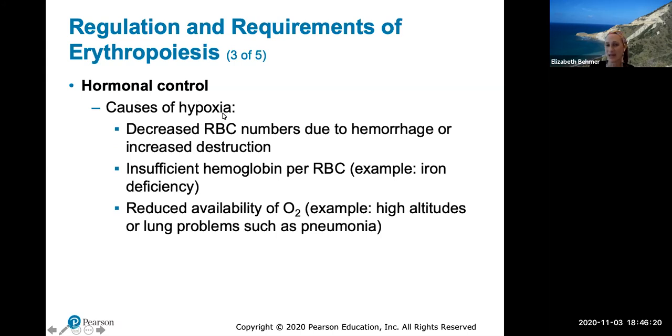Causes of hypoxia will be decreased red blood cell numbers due to a hemorrhage, so bleeding either internally or externally, increased destruction of those red blood cells, insufficient hemoglobin per red blood cell, and this is where iron deficiency comes in because iron makes up hemoglobin. If we have insufficient hemoglobin, usually due to maybe an iron deficiency, that will cause this erythropoietin to kick into gear to try to create more red blood cells.